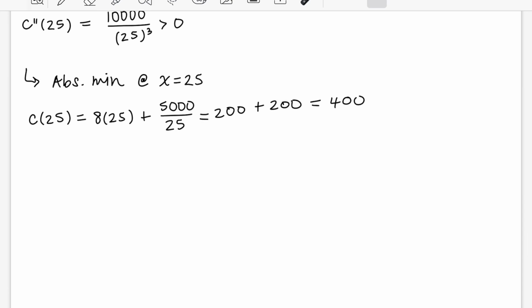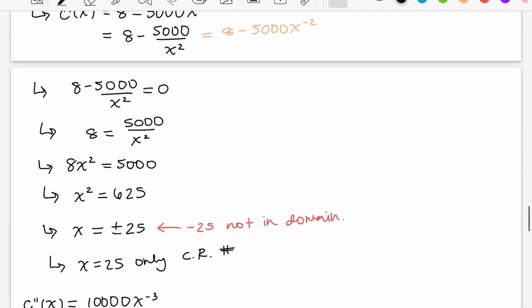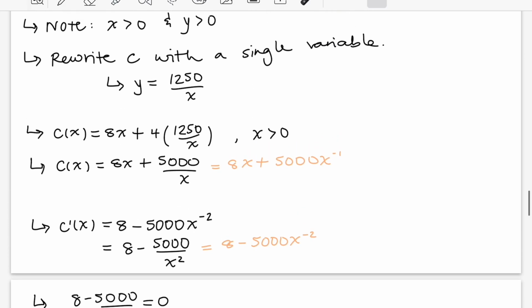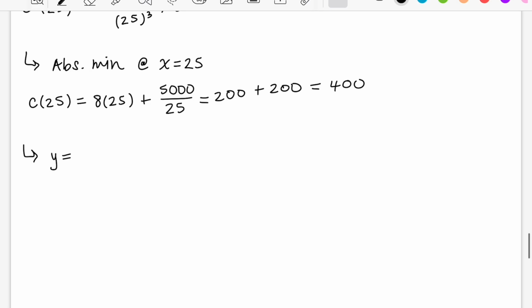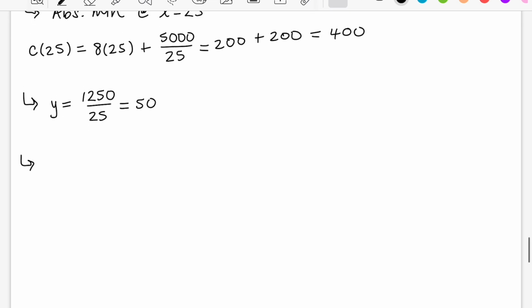So we know that we're going to have a minimum value at x is equal to 25, so we just need to find what our y is going to be equal to. We know that y is equal to 1250 over x, so just plugging in our x value, we get that our y is equal to 50.